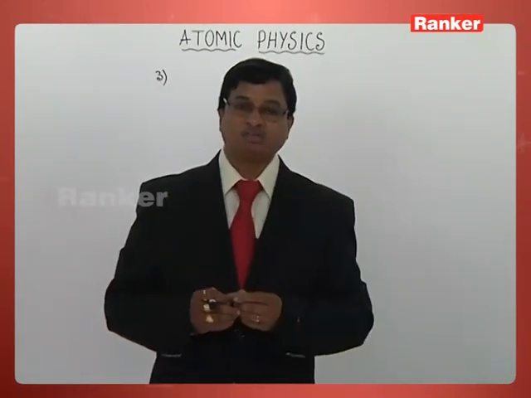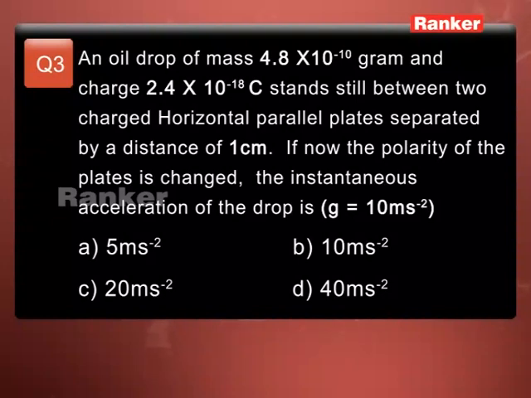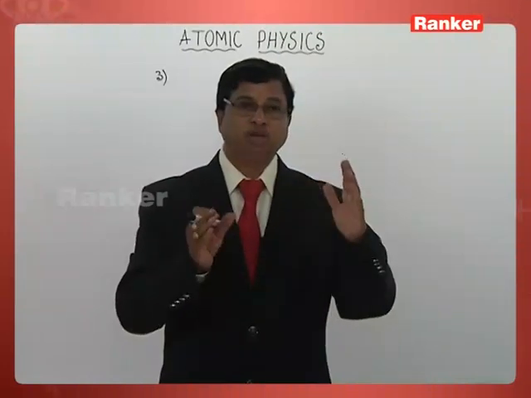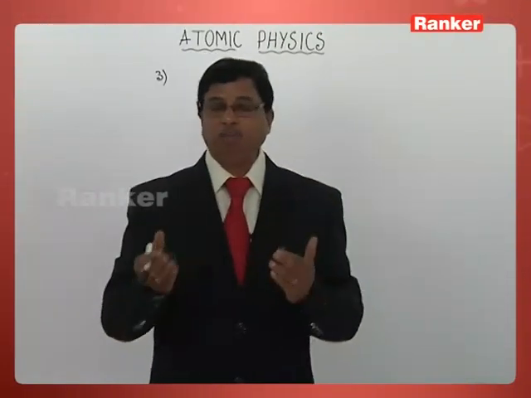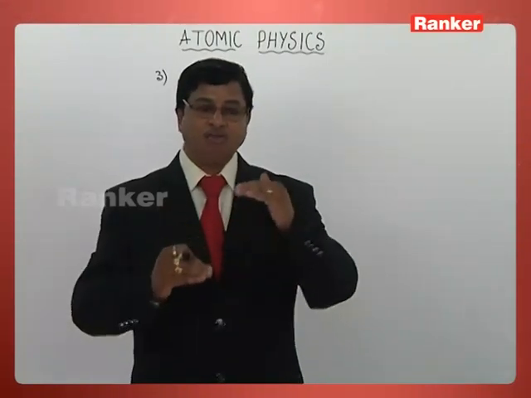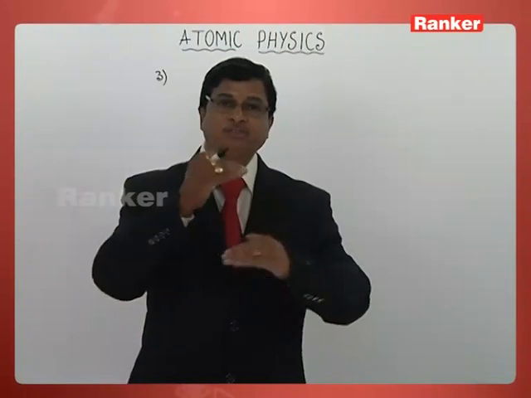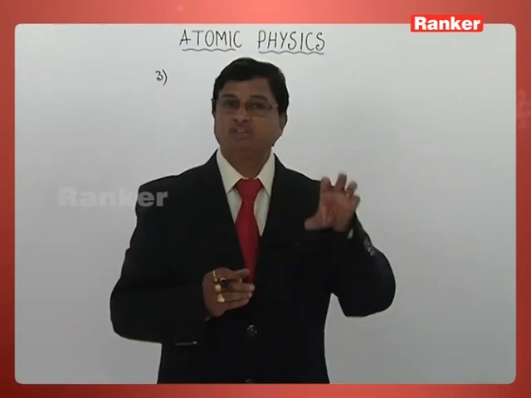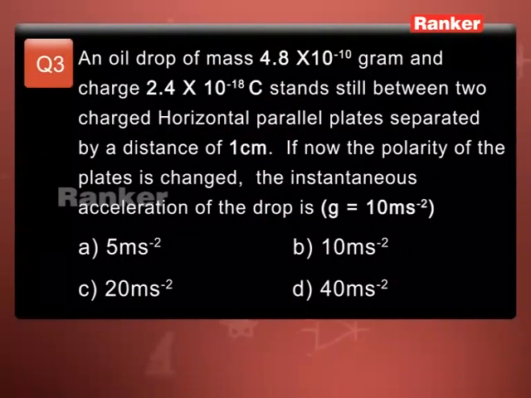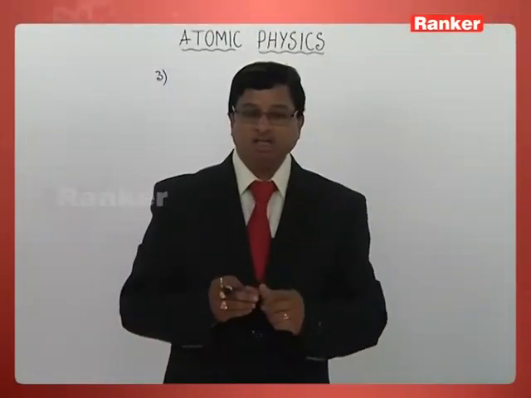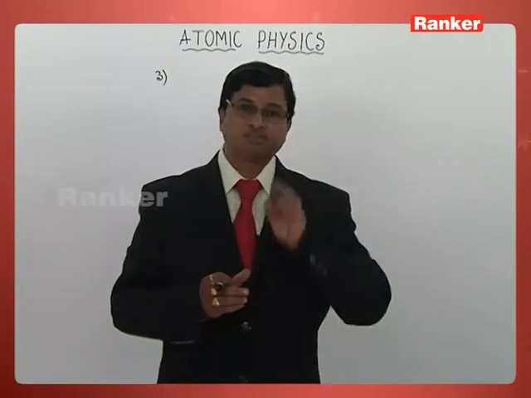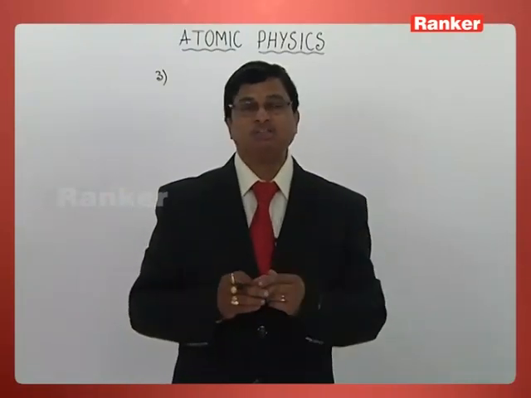Then what is he asking next? If now the polarity of the plates is changed. Polarity means the positive plate has now become negative and the negative plate has been given positive charge, as if I have just interchanged the terminals of the cell across the plates. That's what you have to understand. The polarity of the plates is changed. Then what is the instantaneous acceleration of the drop? At that instant when we have changed the polarity of the plates, what is the acceleration? That's what he is asking.